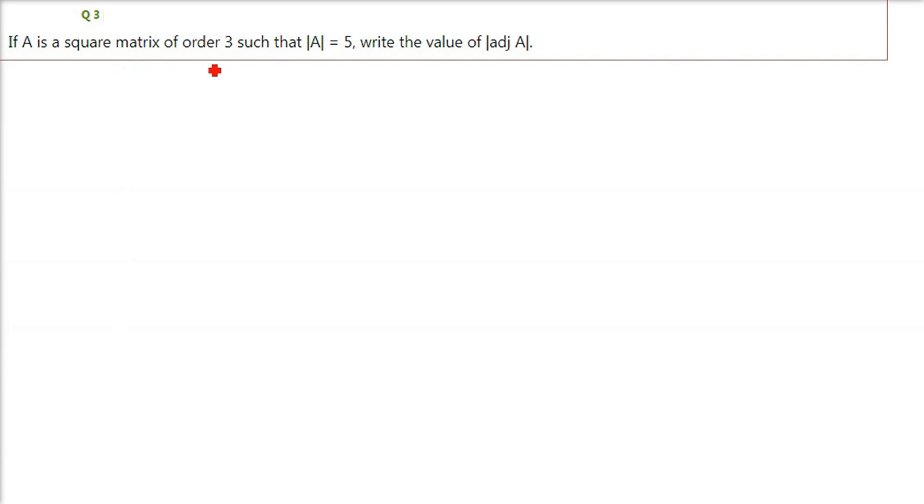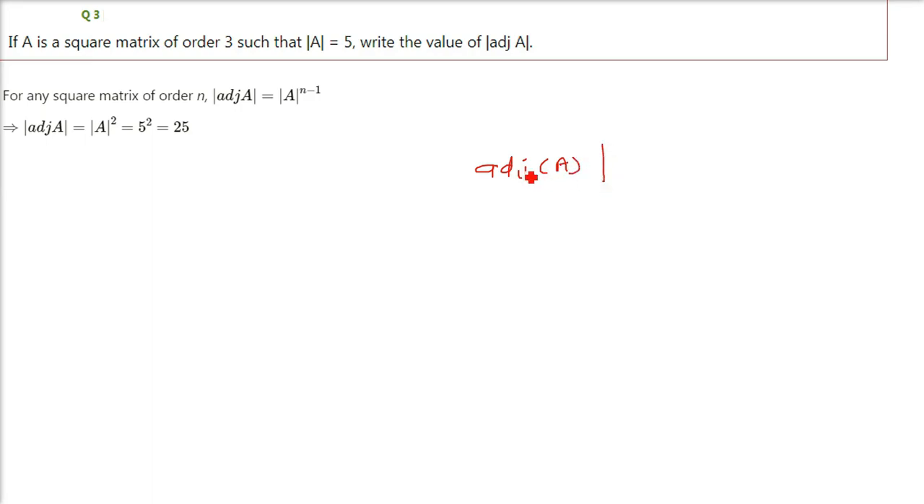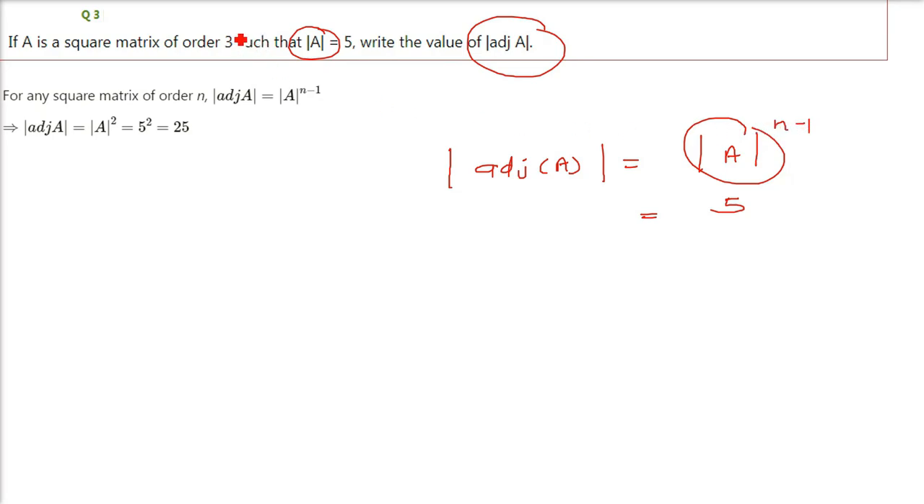Now, if A is a square matrix of order 3 such that determinant of A is equal to 5, write the value of determinant of adjoint of A. For any square matrix, the determinant of adjoint A is equal to the determinant of A raised to the power n minus 1. The determinant of A is already given to us, which is 5. And what is the order? That is 3. So in place of n, you replace it by 3. 3 minus 1 is 2. So 5 square, that is going to be 25.